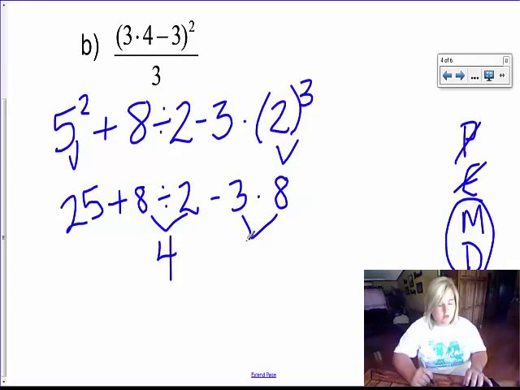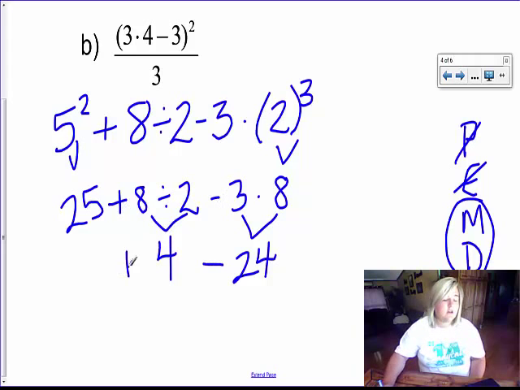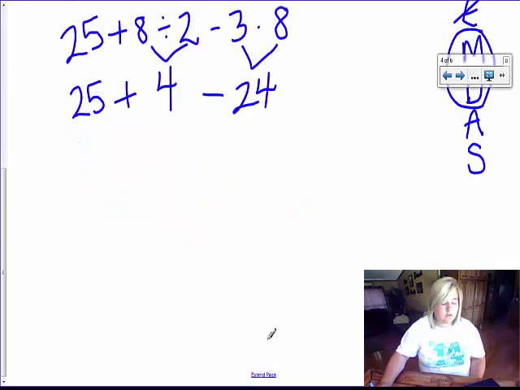So we have to bring down that 24. And at this point, we have to bring down everything that we didn't use. So we didn't use the subtraction, we didn't use the addition, and we didn't use the 25. Okay? Alright, so we're done with this. You can cross that out.